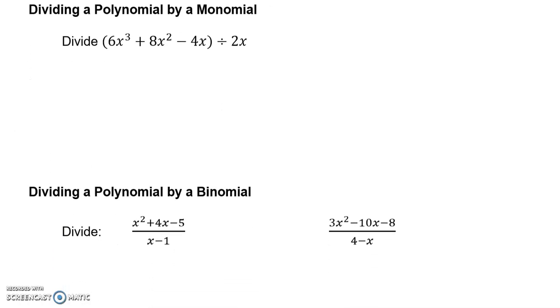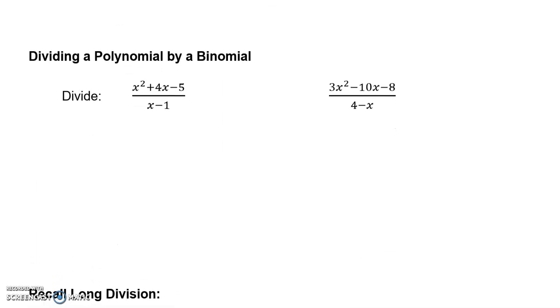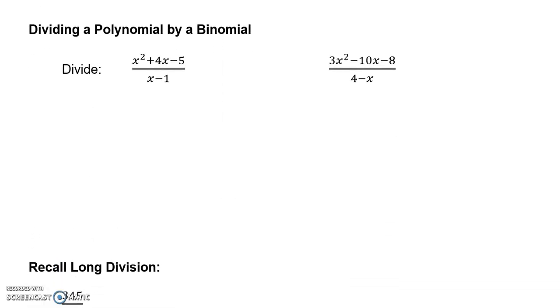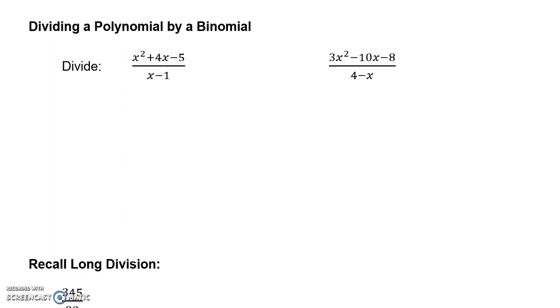So now we're going to divide a polynomial by a binomial. Okay, so here we're going to think back to our last chapter with factoring. So I have x squared plus 4x minus 5 divided by x minus 1. So I'm actually going to factor our numerator.